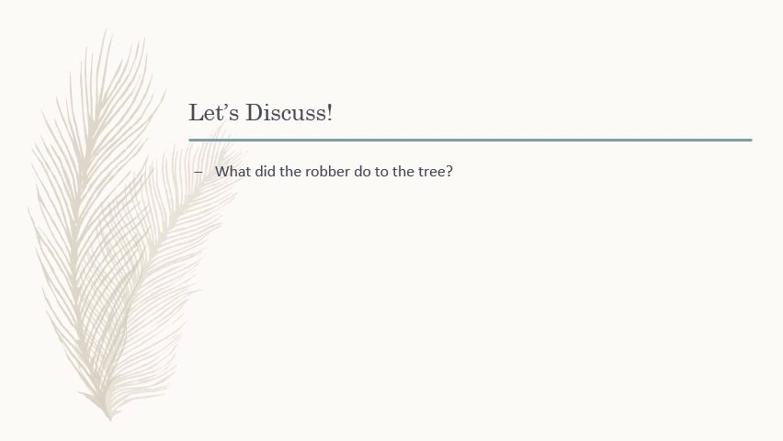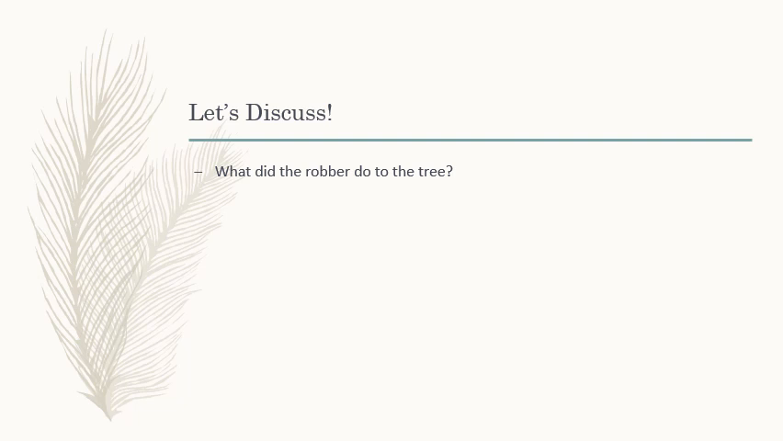So here, number 1, I'm going to help you out. What did the robber do to the tree? So here who is the subject? And in a sentence, who is called a subject? The one who is performing the action, or the one who we are talking about in a sentence, is called the subject of the sentence. So here who are we talking about? We are talking about the robber, because it is the robber who did something to the tree.